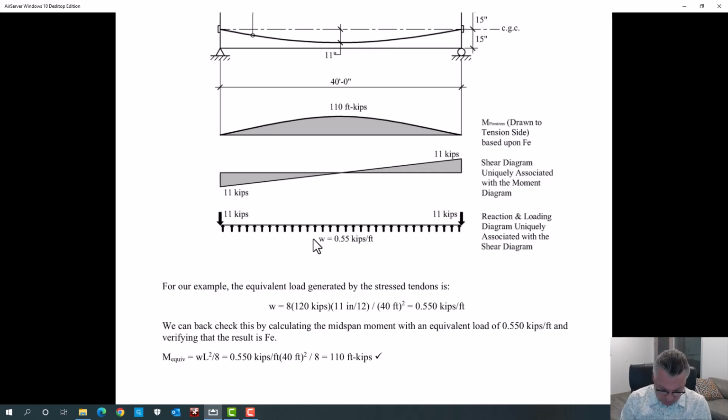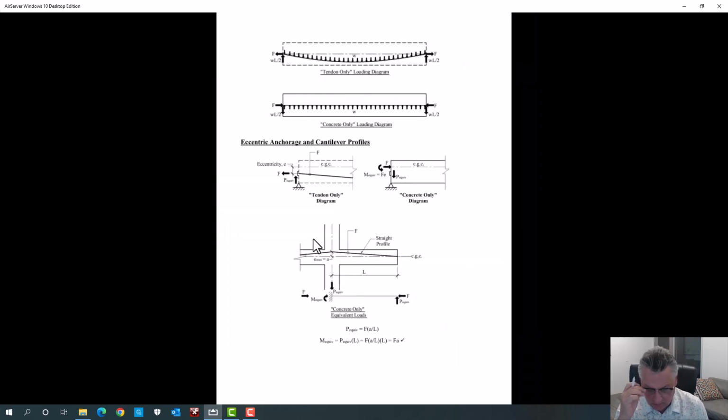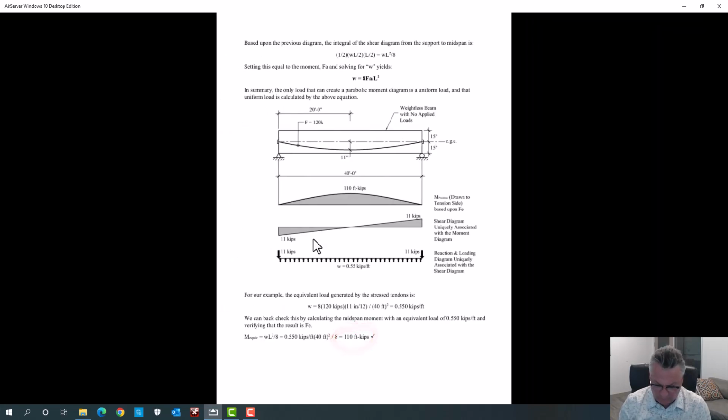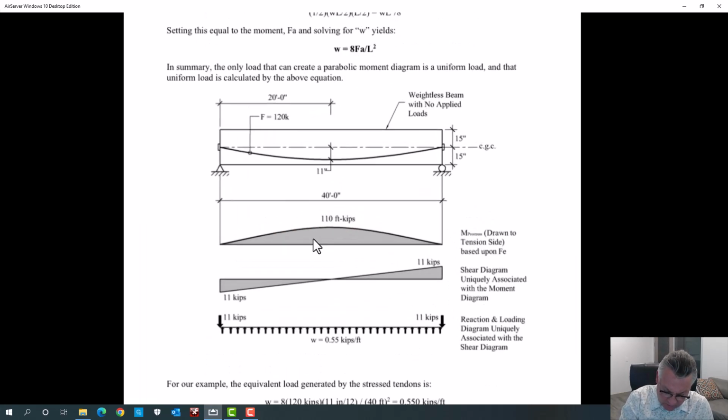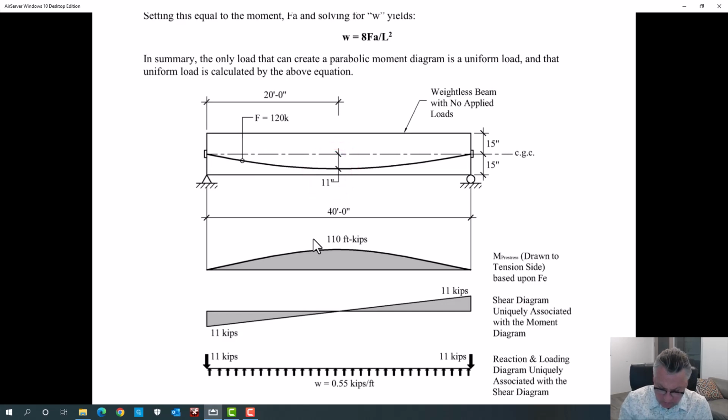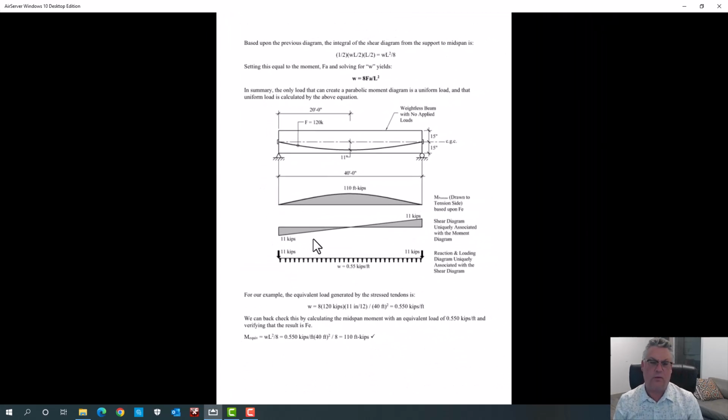So again, we're going to go through this, calculate that fictitious load, that equivalent load, turn around, put it back on the beam, WL squared over 8, like we love doing, and come up with that same moment that we started with. That same moment that we got by taking the force times this eccentricity. So we're getting to the same place, but we're doing it a different way. And this way is going to prove to be extremely powerful.